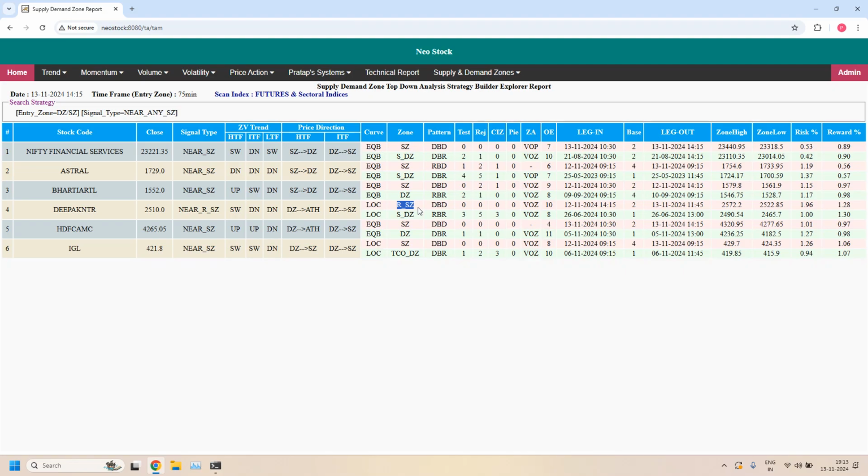Deepak Nitrate is having a 75 minutes high liquidity supply zone and also a high liquidity demand zone, having both high liquidity zones. You may get trade opportunities on either side. So that's it. We have only one high liquidity daily 75 minutes supply zone, that is Deepak Nitrate.